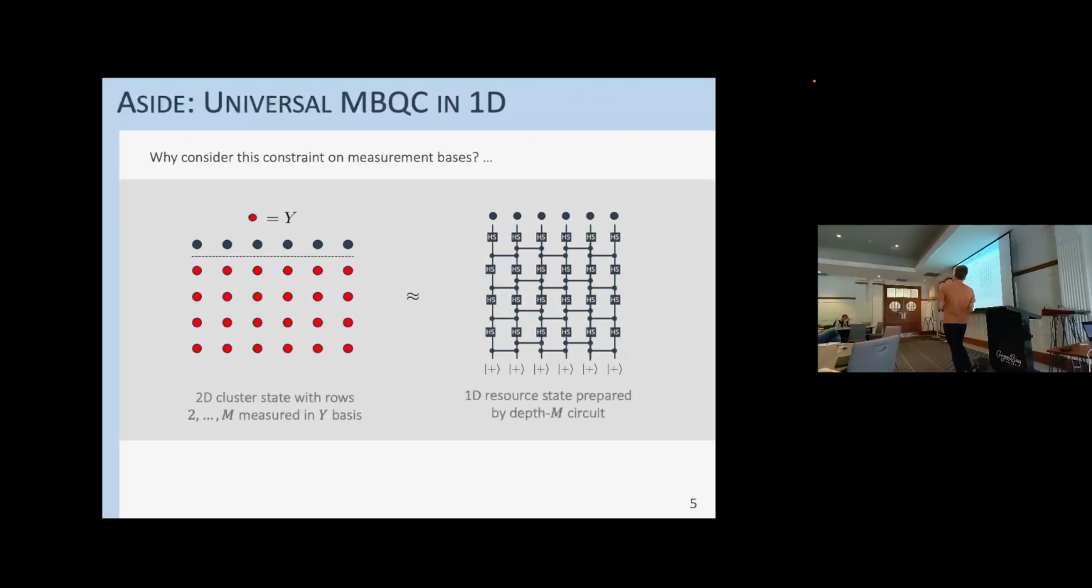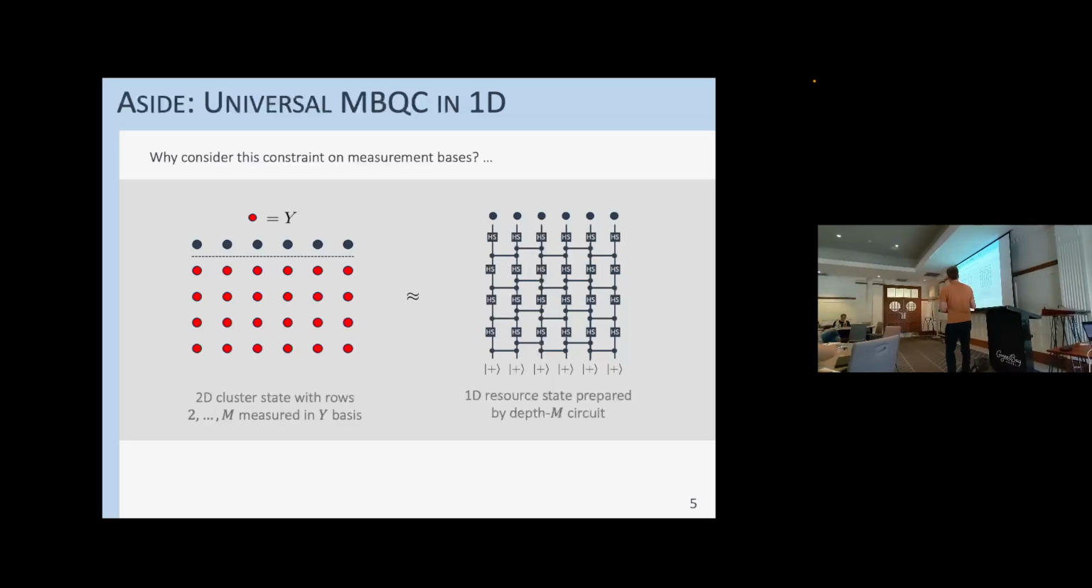Okay, so why did we consider this constraint in the first place? Imagine we have this scheme that I told you where you have a 2D cluster state and you measure all the qubits except the top row in Y, and then you have some freedom of how you measure the top row. If we do that, we can actually just measure all the qubits in the Y basis at the start because those measurements are not adaptive, so we can just measure them out, and what we're left with is some state of this top row of qubits, a state of a 1D line of qubits. And if my claim that this MBQC scheme is universal is correct, that means that this 1D state of qubits is a universal resource for measurement-based quantum computation.